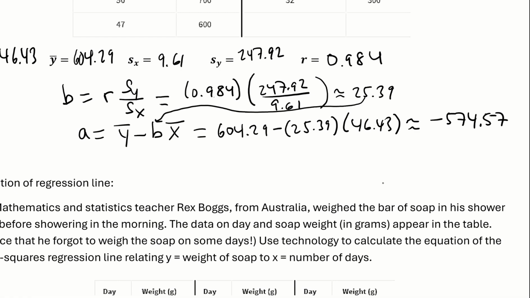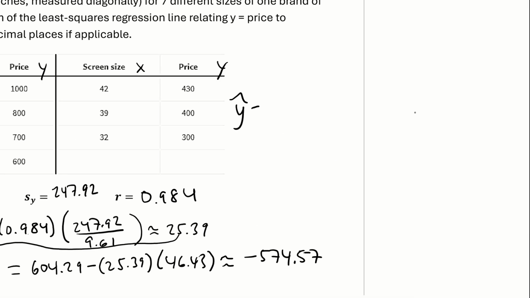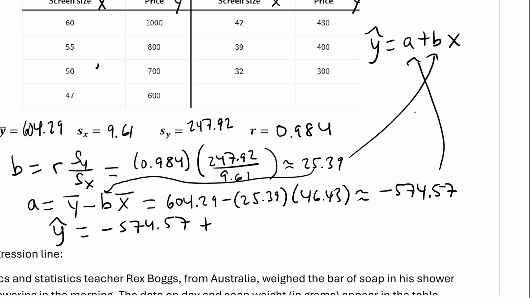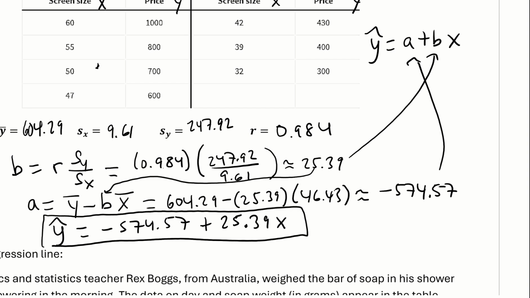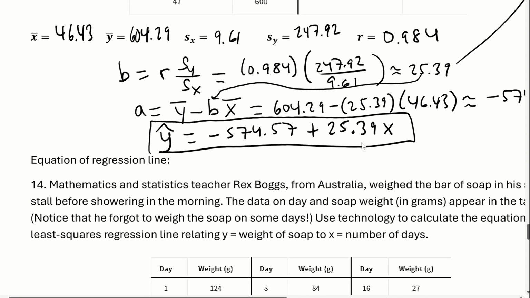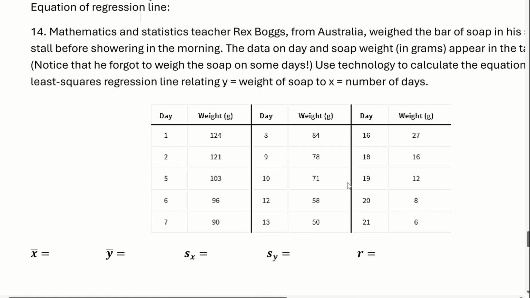Now remember the equation of Y hat. Let me write the equation for Y hat over here: it is A plus BX, okay? And so you're going to plug in your A and you're going to plug in your B into there. So the Y hat equation is negative 574.57 plus 25.39X. All right, and there it is. There's your equation. That's how you do it. It's really easy. It's not that hard. The hardest part is just doing the calculator and getting those numbers. Okay. So let's show you how to do this for this example as well.